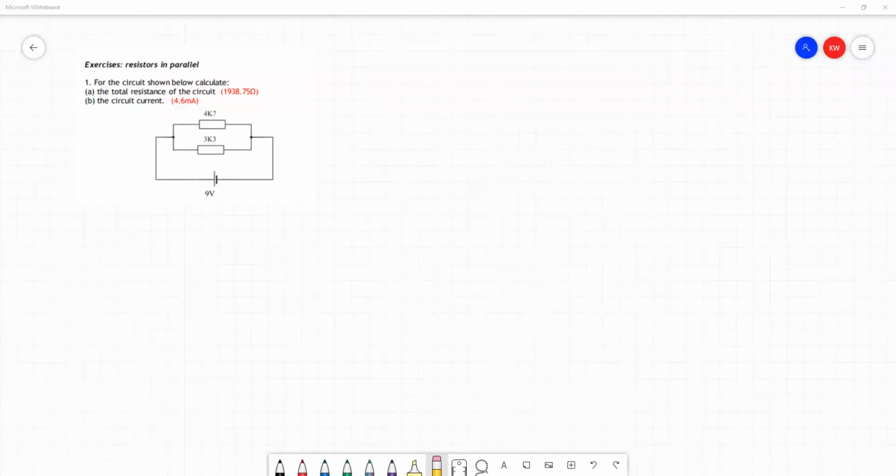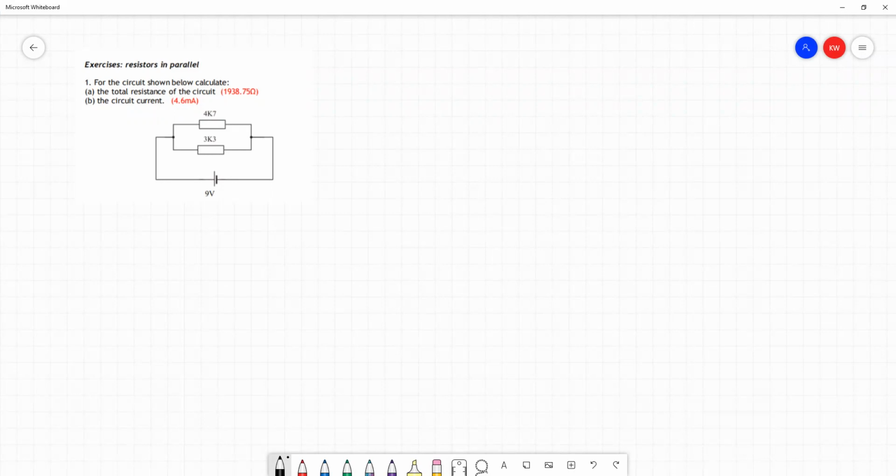In this video, we're going to be solving the tutorial questions on pages 37 and 38 of the course notes. So this is question 1, and we're presented with a circuit that has resistors in parallel. We're asked to find the total resistance of the circuit and the circuit current.